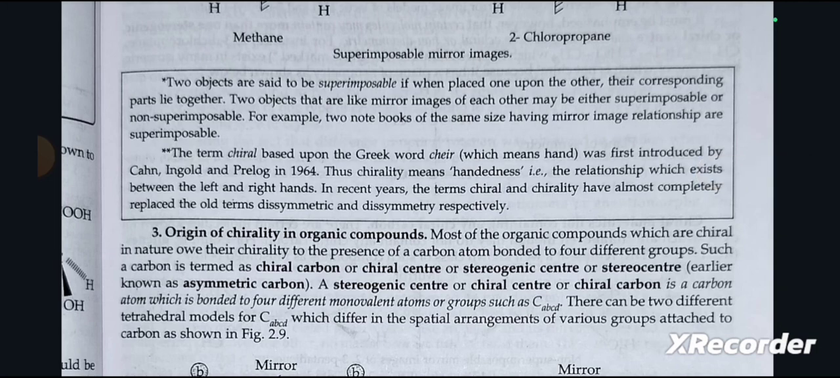Two objects are said to be superimposable if, when placed one upon the other, their corresponding parts lie together. Two objects that are like mirror images of each other may be either superimposable or not superimposable. For example, two notebooks of the same size having a mirror image relationship are superimposable.